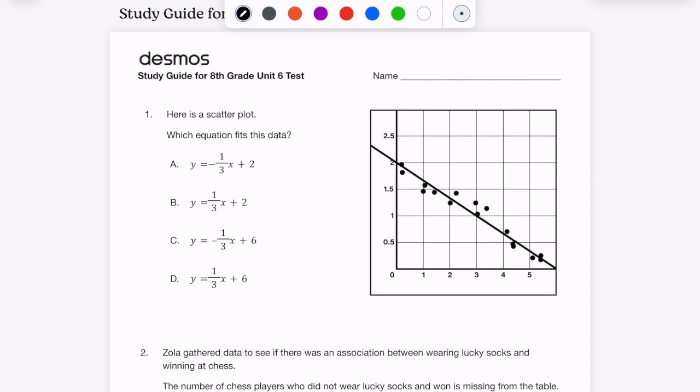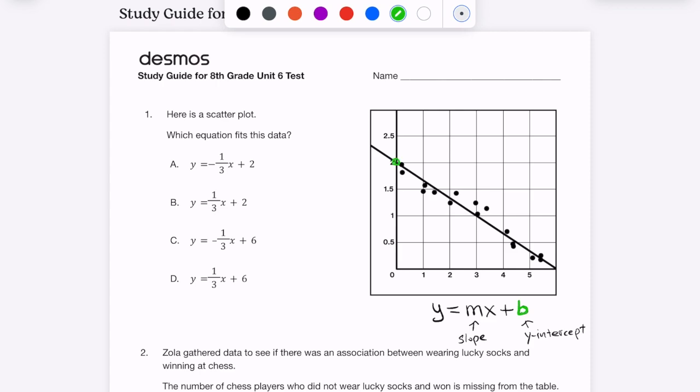Okay, key thing, a huge idea in 8th grade math is knowing we can write the equation of any line in slope-intercept form. Y is equal to the slope of the line times x plus the y-intercept. Y equals mx plus b. So in order to pick the right answer here, we just need to find the slope and the y-intercept of the line.